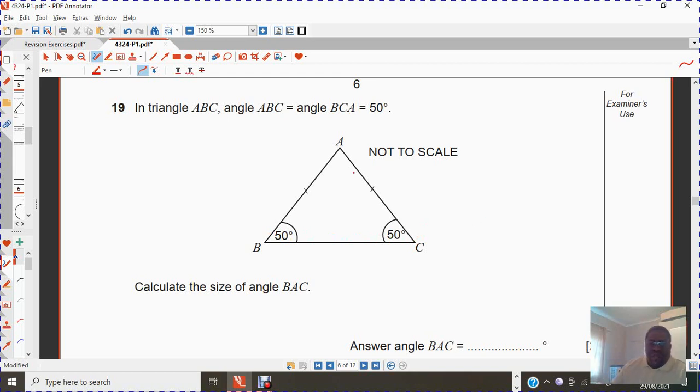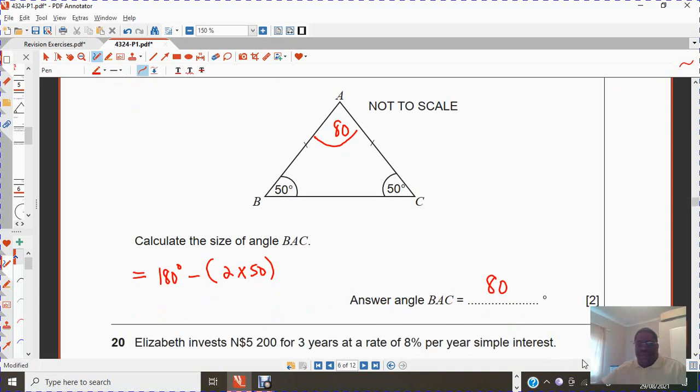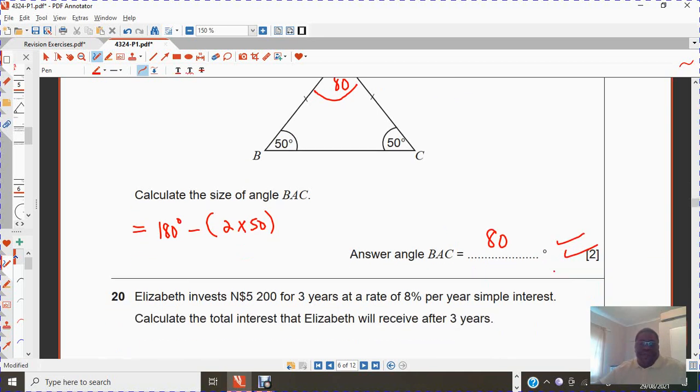So this should be nothing but 80, because the interior angles of any triangle add up to 180 degrees. So that is how you actually calculate that missing one. So this is 80 degrees. Okay, this is just two straightforward marks for that.